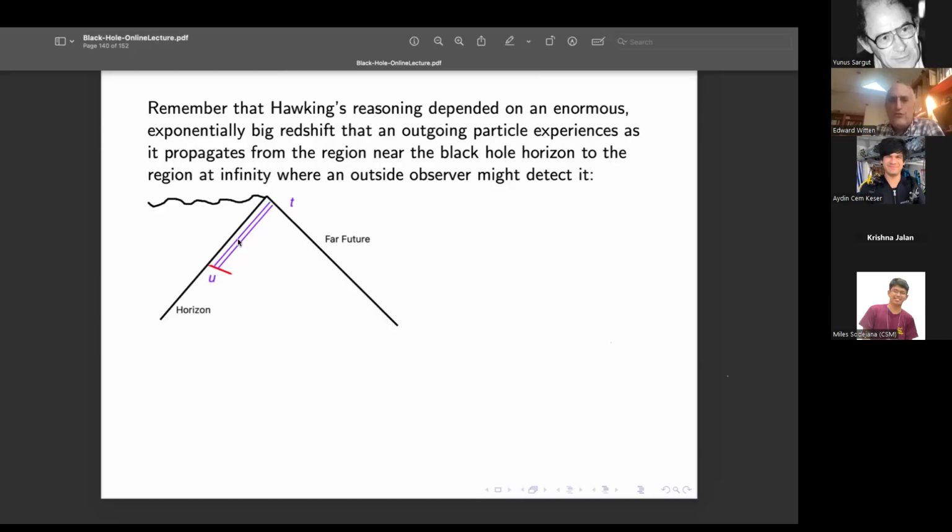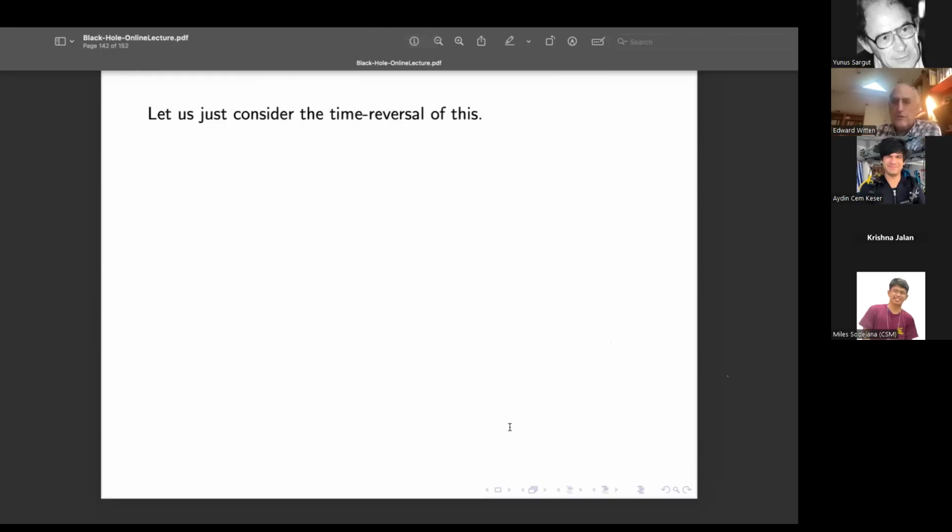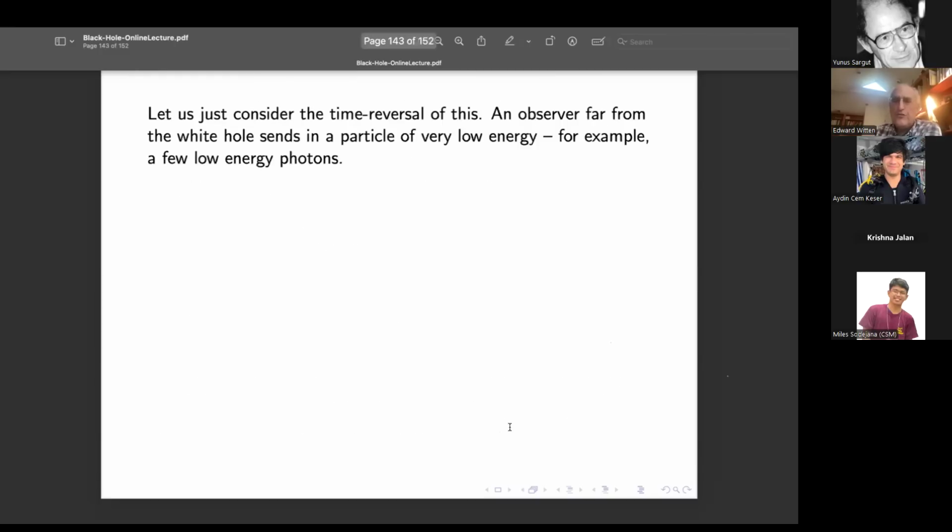Anyway, this exponential redshift is the key to the Hawking process. So what we could call the Eardley process will depend on an exponential blue shift that's the time reversal of the exponential redshift. In the Hawking effect, the particle eventually detected by the outside observer with moderate or very small energy had an extremely large energy as it was leaving the black hole horizon. Let's consider the time reversal of this.